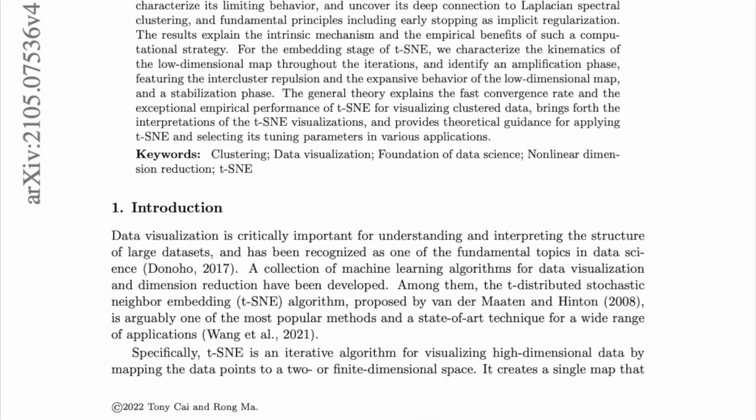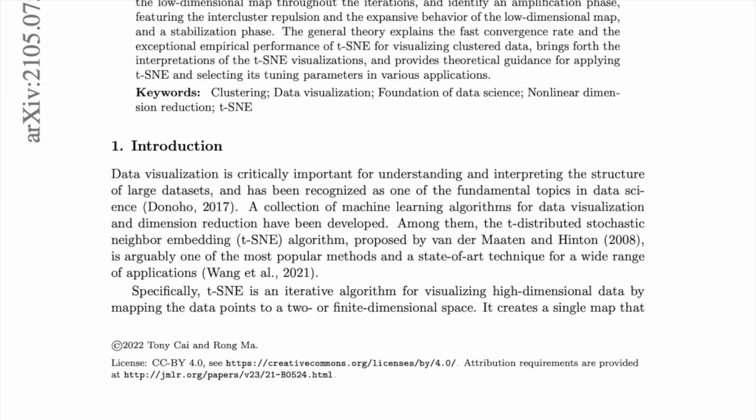1. Introduction. Data visualization is critically important for understanding and interpreting the structure of large datasets, and has been recognized as one of the fundamental topics in data science. A collection of machine learning algorithms for data visualization and dimension reduction have been developed. Among them, the t-distributed stochastic neighbor embedding (t-SNE) algorithm, proposed by van der Maaten and Hinton, 2008, is arguably one of the most popular methods and a state-of-the-art technique for a wide range of applications.